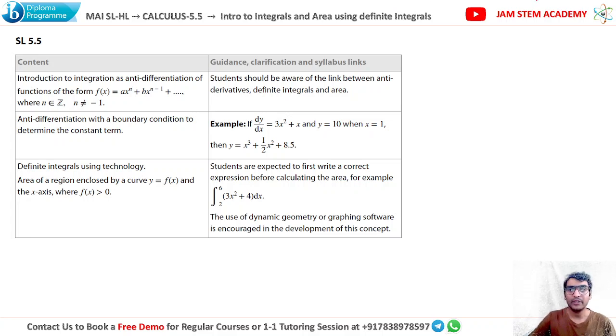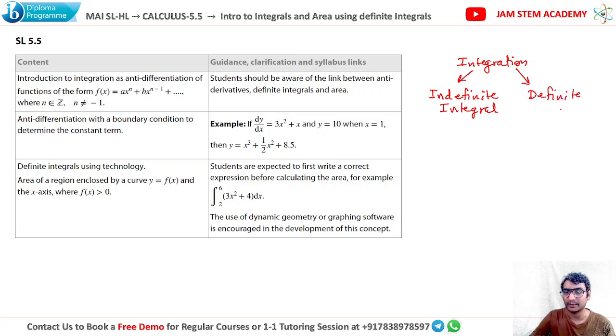integral means. Actually, we divide integration into two parts. One is the indefinite integral, where we will get our answer in terms of a constant of integration. And the second one is the definite integral, where we will get a definite answer using the limits. And the symbol is this: integration of f of x dx. It means we are integrating this function f of x with respect to x.